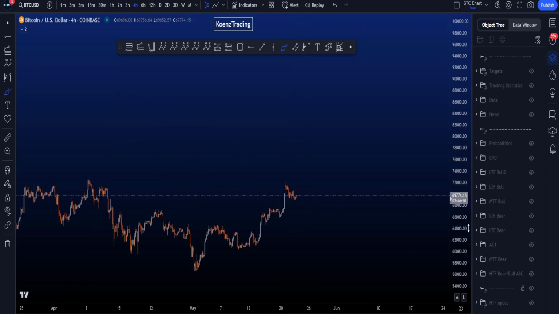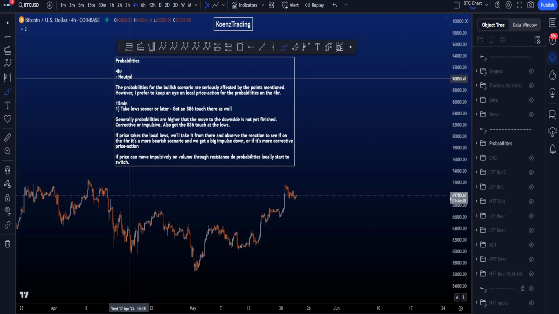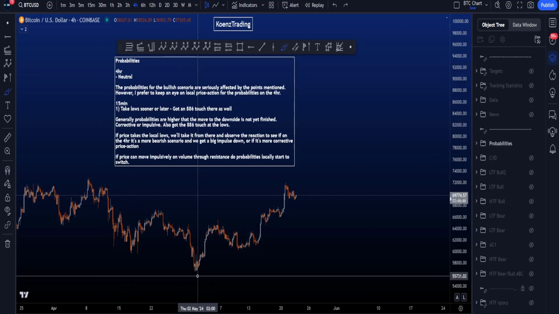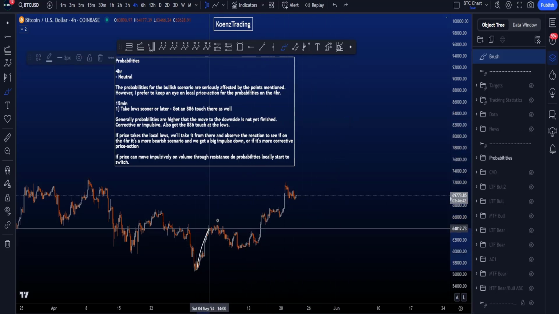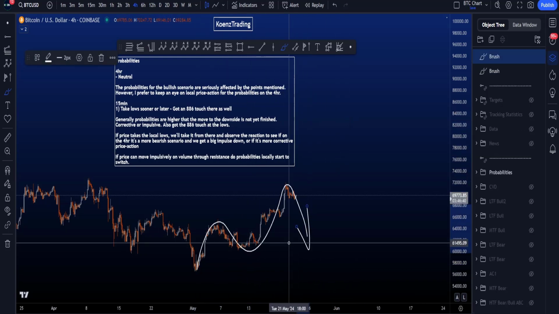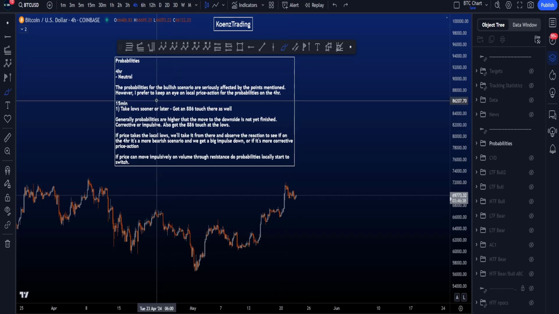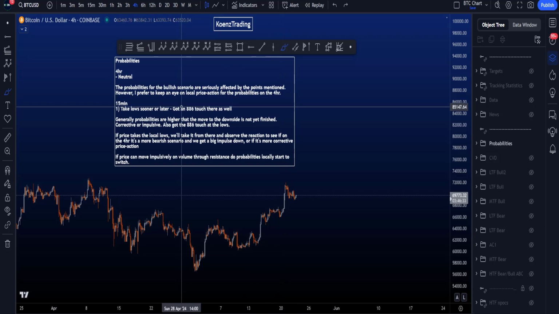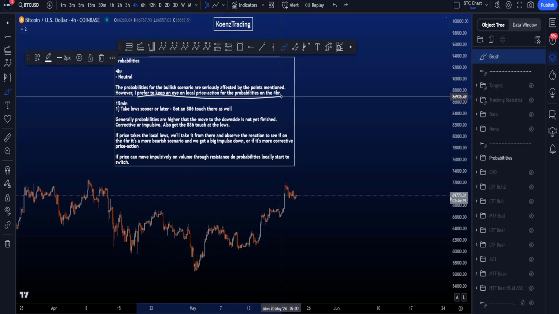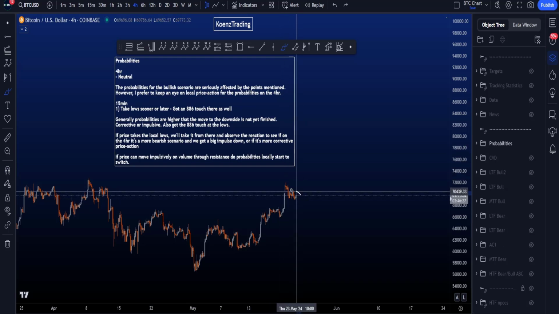So if we then finally look at the probabilities of the different scenarios, then on the 4-hour time frame, the probabilities at the moment are quite neutral between a wave 1, 2, 3, 4, 5, or this being a 3-wave structure and a bigger retracement to the downside. The probabilities for the bullish scenario are seriously affected by the points that I mentioned earlier in the analysis. However, I prefer to keep an eye on local price action for the probabilities on the 4-hour, which is what we see over here.